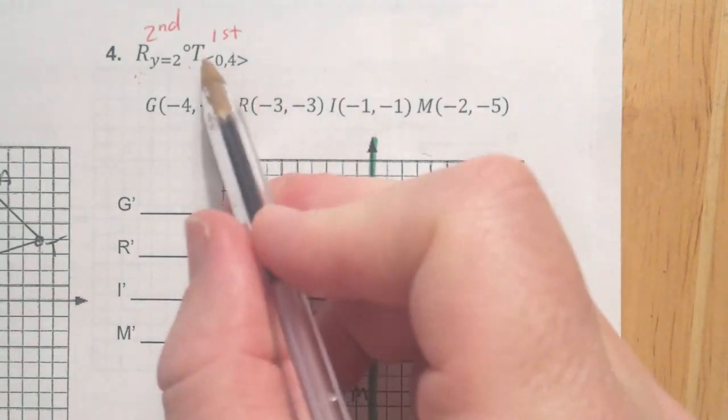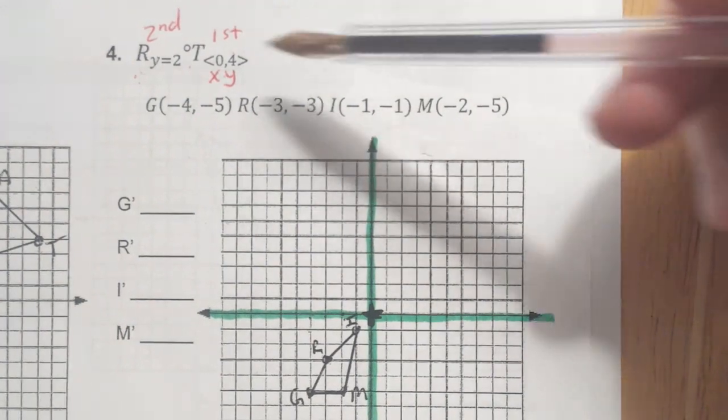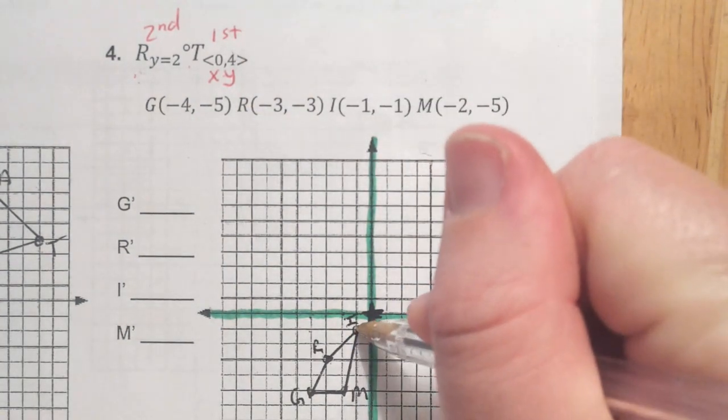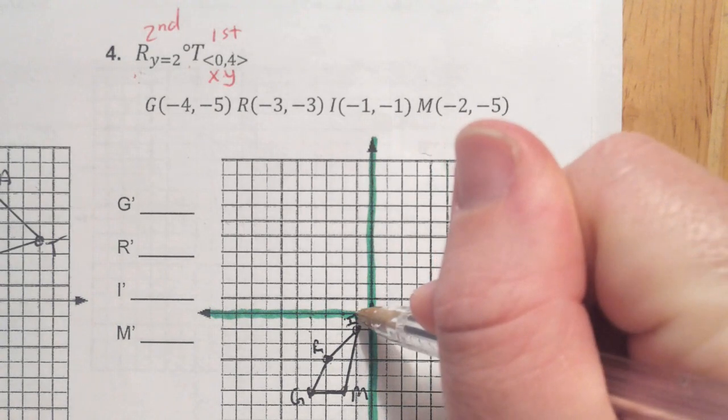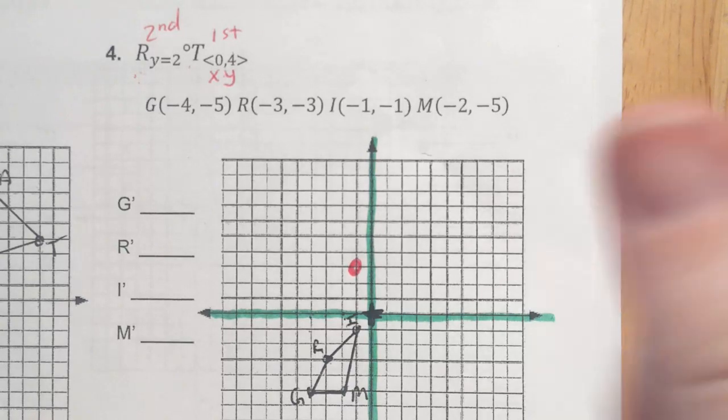Okay, so the first thing they said was to translate. So this is X, this is Y. The number is with the Y, so that means we're going to go up or down. So we're going to go up 4 hops. 1, 2, 3, 4. And that right there is my I.